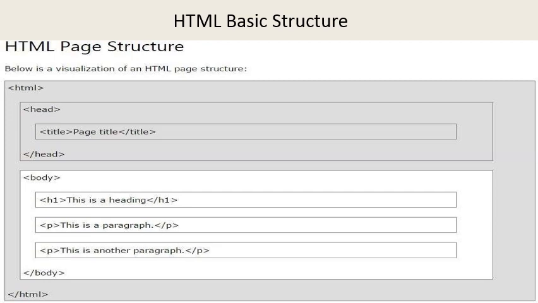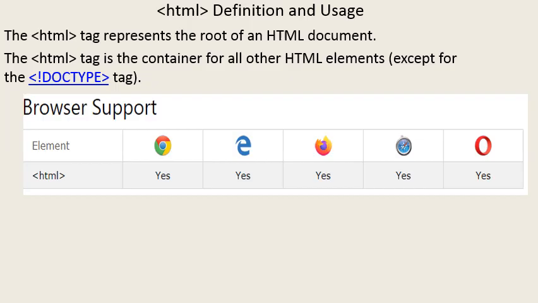So head tag, which consists of title tag, closing of title tag, then body tag. Here in this case we use h1 and h2. These are the two tags, and paragraph tags. So we will see one by one.